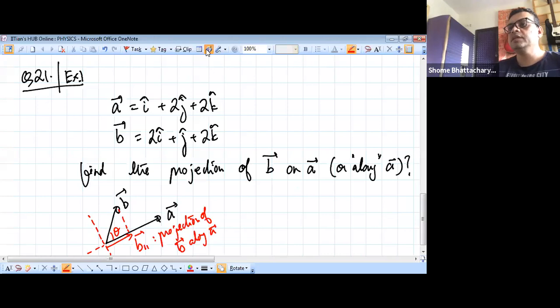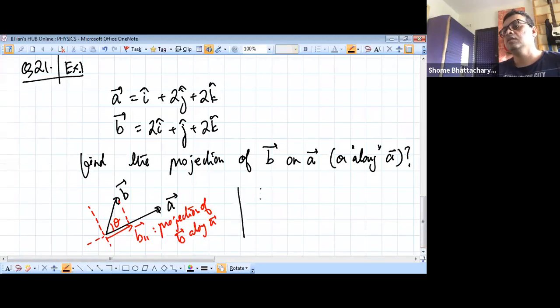So as we've seen, there is a simple formula that we use over here, and that formula is like this: this component, this projection, will have a magnitude of B cos theta and have a direction of E. So that is A cap. So B cos theta will be given by E dot B divided by mod A.